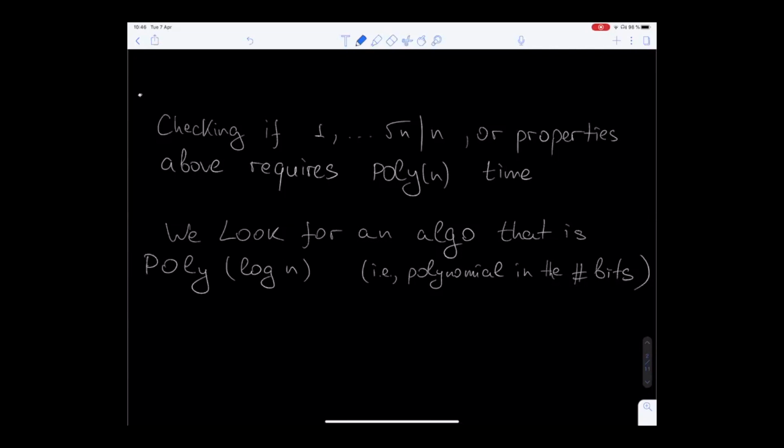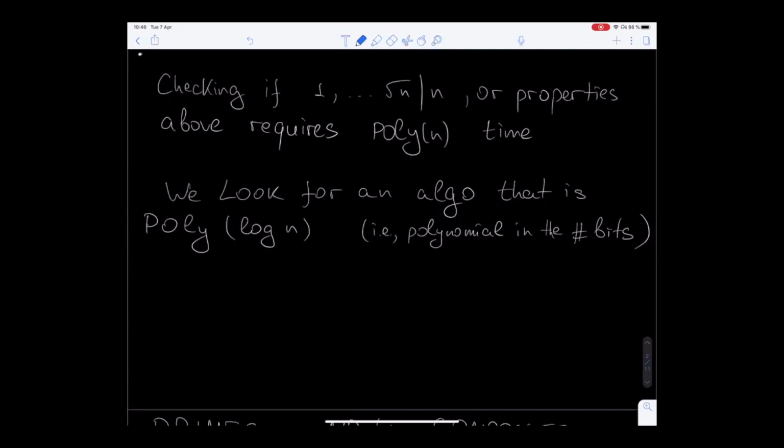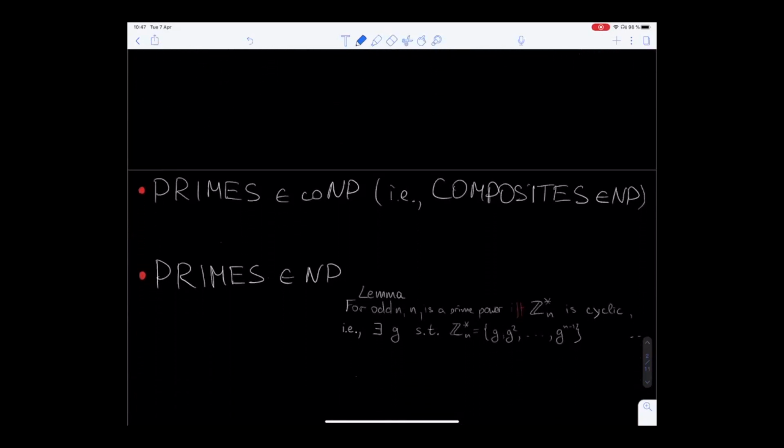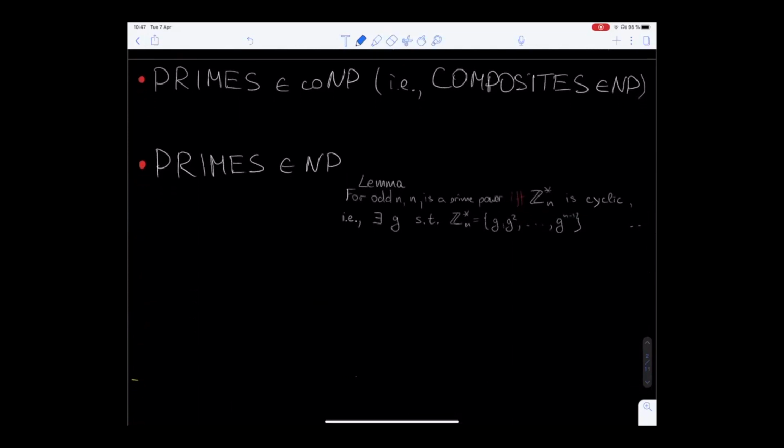But even before that, it's a valid question to ask: we don't know yet if primes is in P. Determining whether a number is prime, is it in NP? Is it in co-NP? This is actually not so difficult to show, and it's quite nice. So let's first see why.